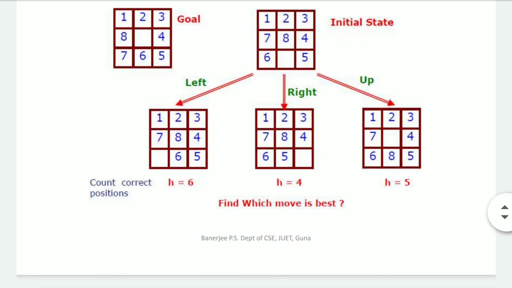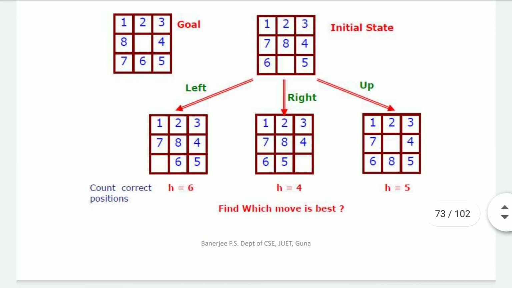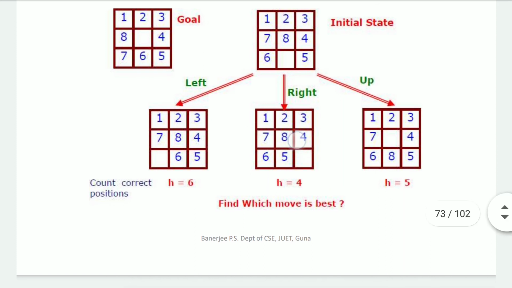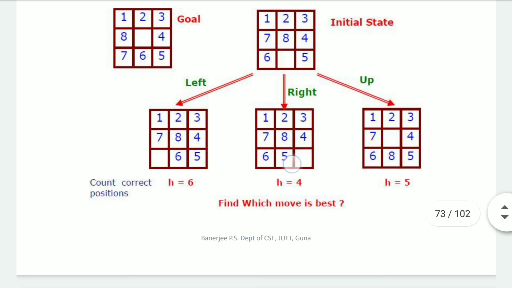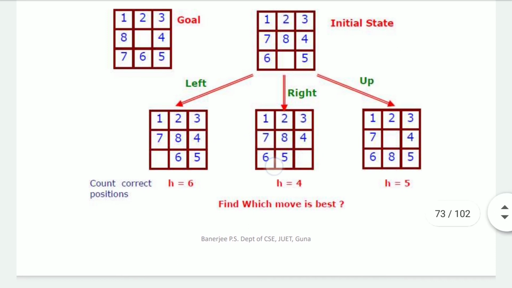I'm seeing this right part here, and I'm comparing it with the goal state. 7 is one move away from its right position. 8 is also one move away from its right position. And then 5 is one move away from its right position. And 6 is one move away from its right position. So 1, 2, 3 and 4. 4 moves should be there for 7, 8, 5 and 6. 4 moves for putting these 4 elements from their wrong position to their correct position.